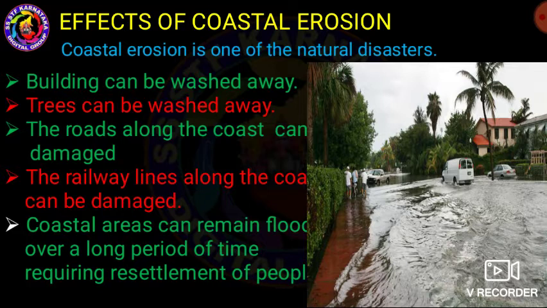One, buildings can be washed away, trees can be washed away, the roads can be fully damaged, then the railway lines along the coastal areas fully damaged. The coastal areas can remain flat over a long period of time. These are the major effects of coastal erosion. Understand? Then, what are the preventive measures of coastal erosion?